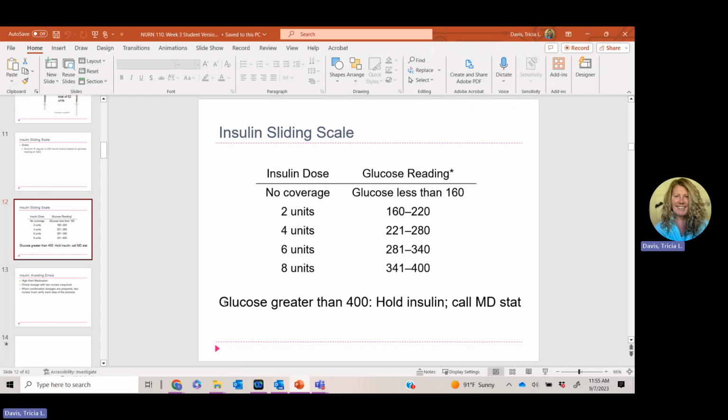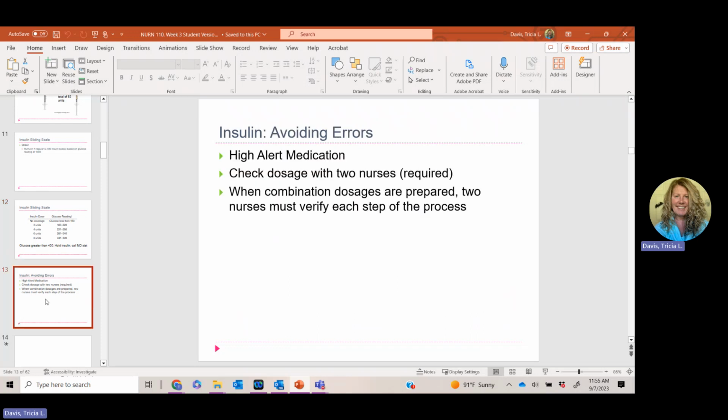We have these parameters down here. If that blood sugar had been greater than 400, we're going to hold the insulin and call the doctor right away because he might want to put a special one-time dose in to give her a little bit more insulin. So this is our sliding scale, pretty straightforward.